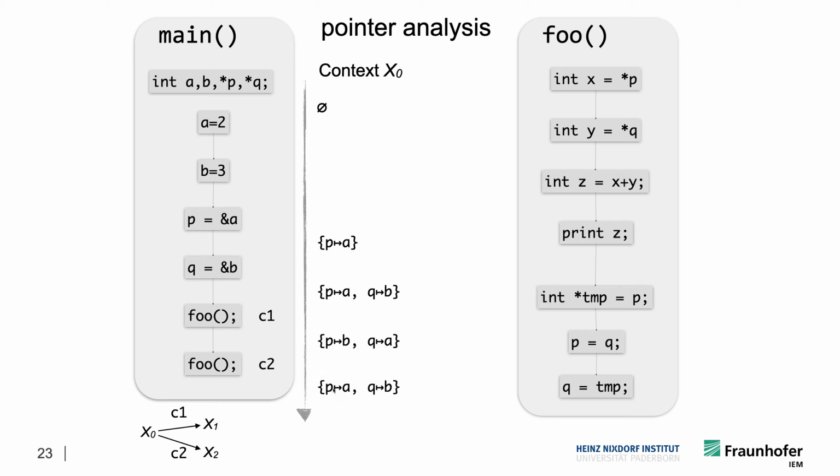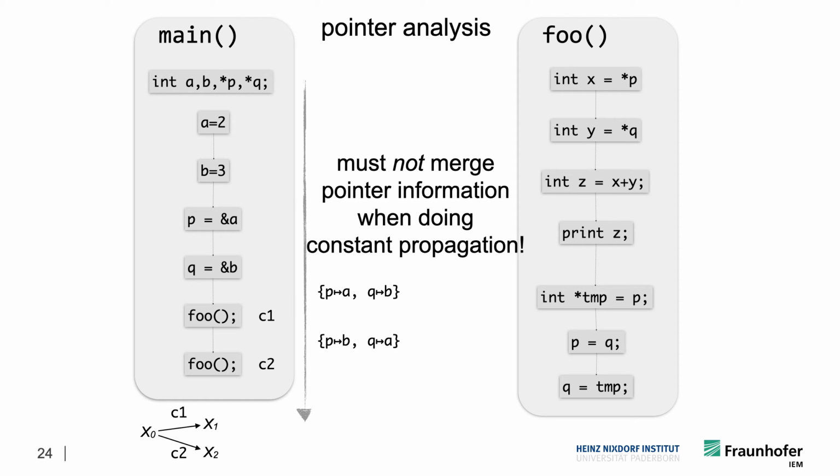The important point now, and that's really the most important point about this example, is that we must not merge pointer information when doing the constant propagation. So the pointer information for these different calling contexts, C1 and C2, must be treated separately, and we must identify the right pointer assignment for the right calling context. Otherwise, this is not going to work. Otherwise, we're going to lose precision.